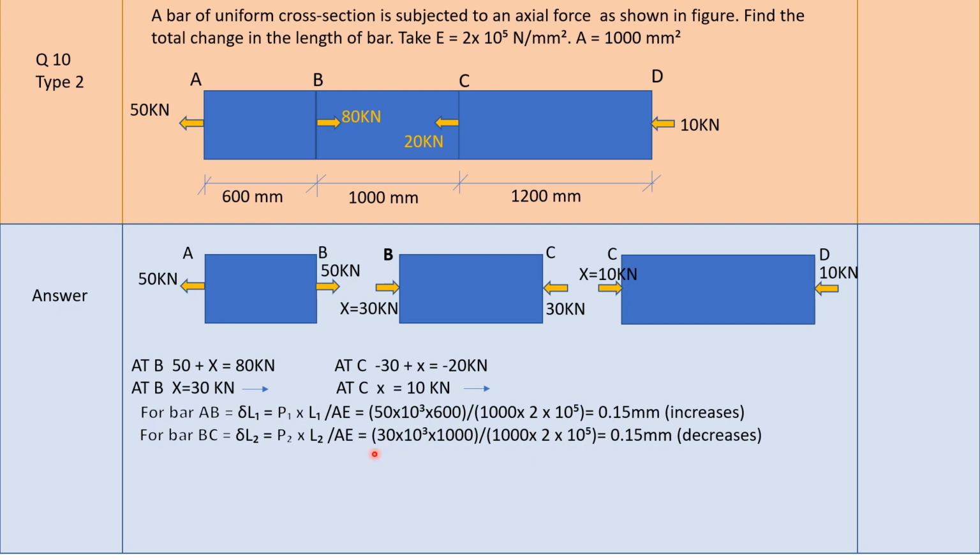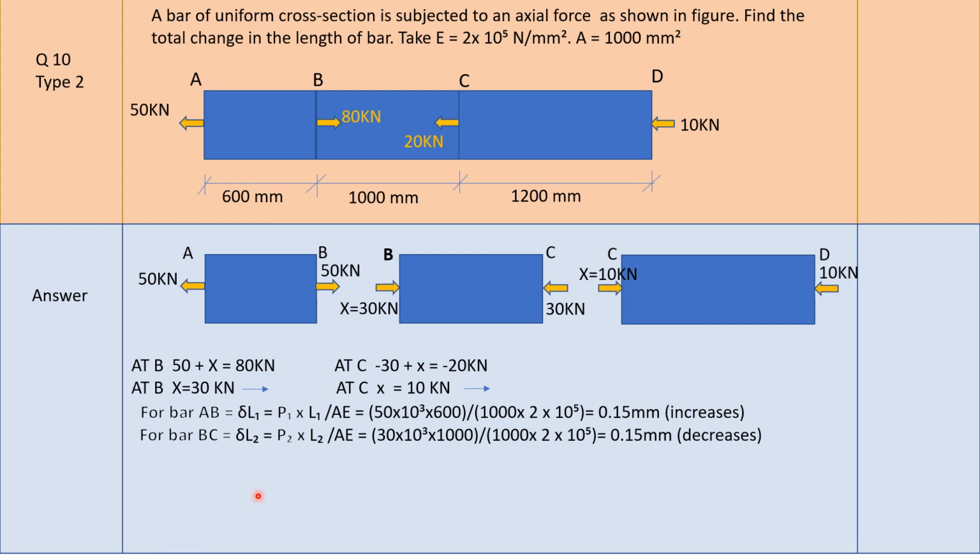Now take your calculators in your hand and start doing the calculations from here. Bracket open, 30 exponential 3 into 1000 bracket close divided by bracket open 1000 into 2 exponential 5 bracket close is equal to. This will also give you the answer 0.15 and the answer will be in mm. Now the 30 kilonewton force is a pushing force, so there will be decrease in length. So in the bracket write down decreases.